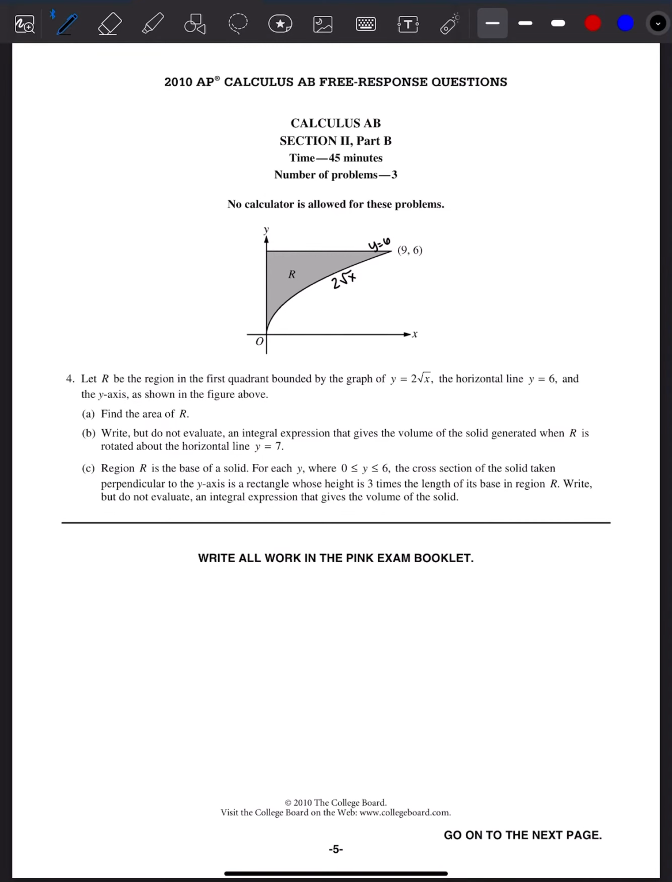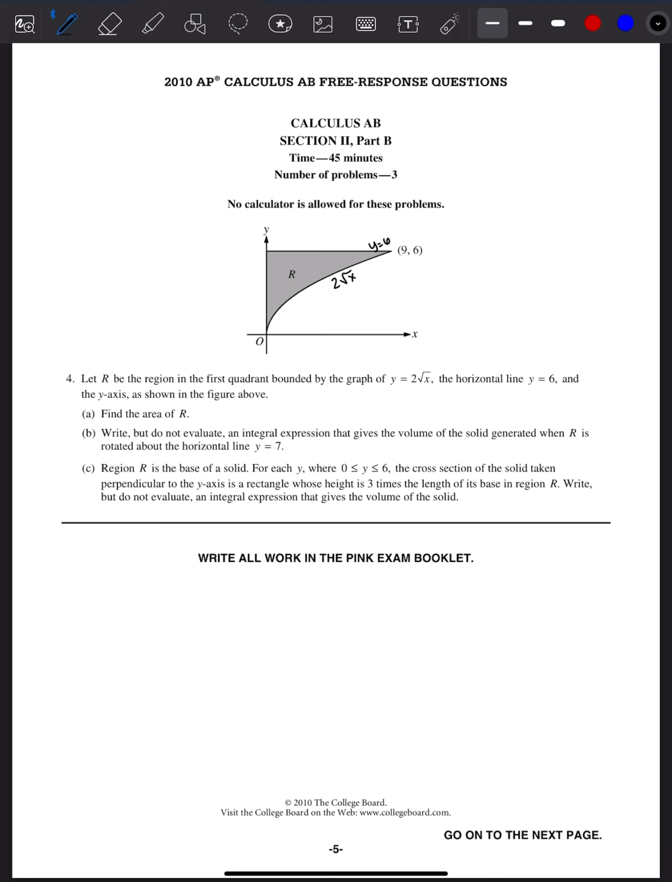We are on to our last problem here. Region R is the base of a solid. For each y where 0 is less than y is less than or equal to 6, the cross-section of the solid taken perpendicular to the y-axis is a rectangle whose height is 3 times the length of its base in region R. Write, but do not evaluate, an integral expression that gives the volume of the solid.